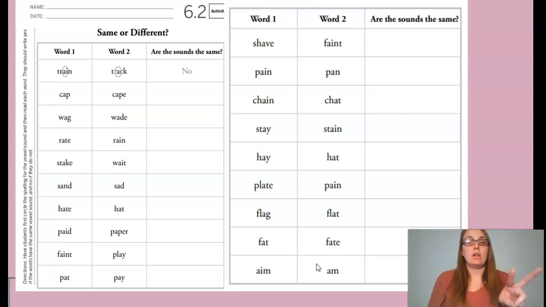So read word number 1 and word number 2 for each line. Determine if the A spelling is creating the same sound in each word. If yes, write yes. If no, write no. Circling the A sound in the words.